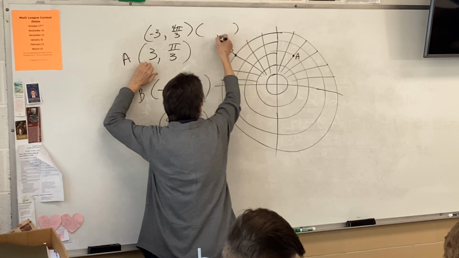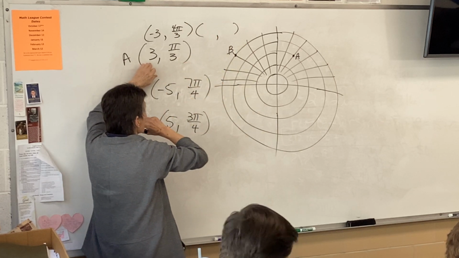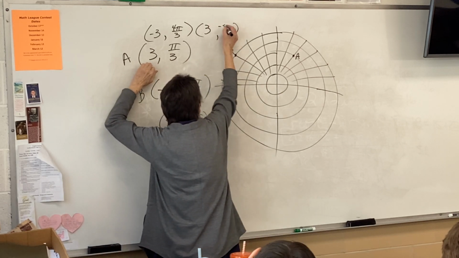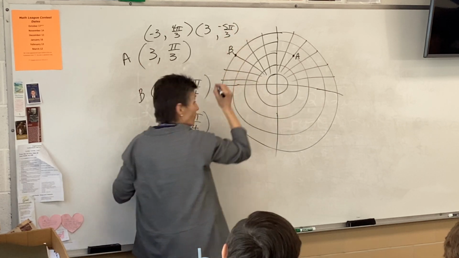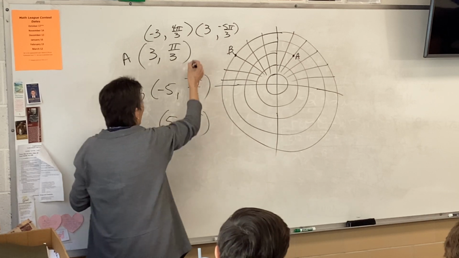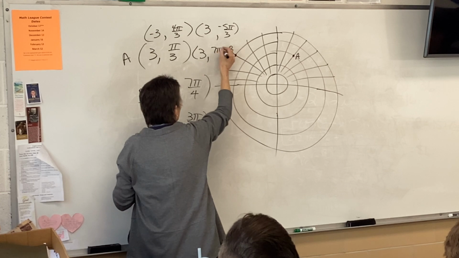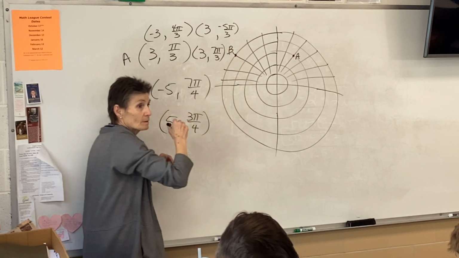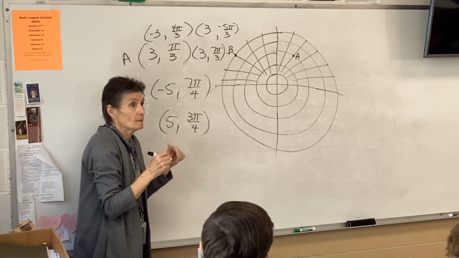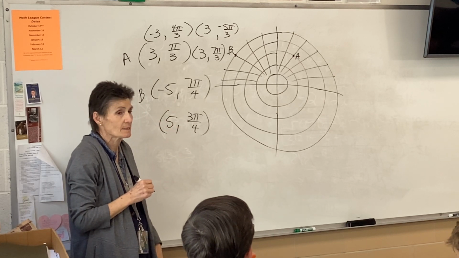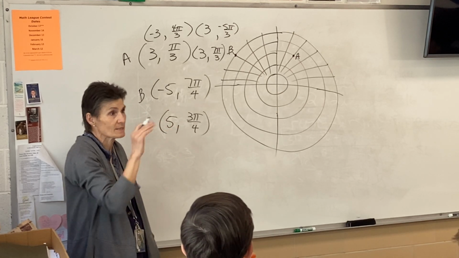Anybody come up with another one? 3, negative 5 pi over 3. What do you all think about that? How about 3 comma 7 pi over 3? Would that work? Because 7 pi over 3 is just an extra loop around there. Yeah, lots and lots of possibilities. Anybody want to discuss any of that?